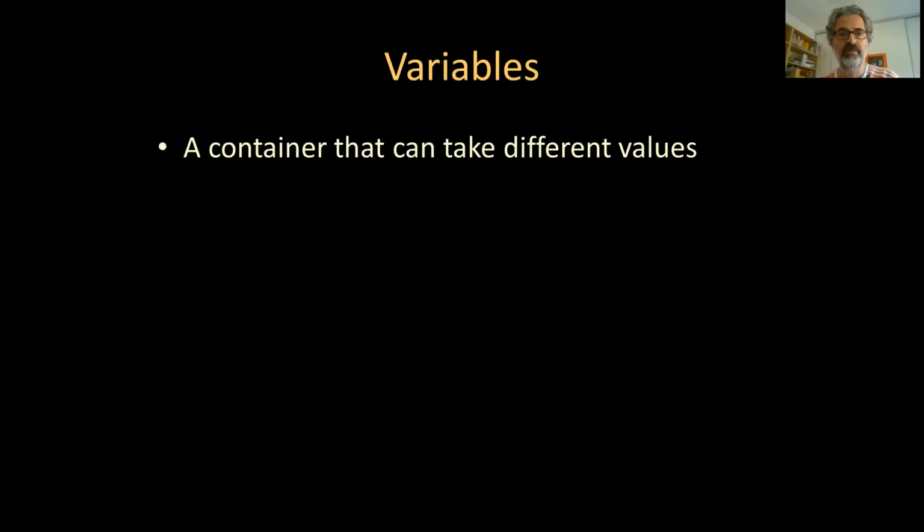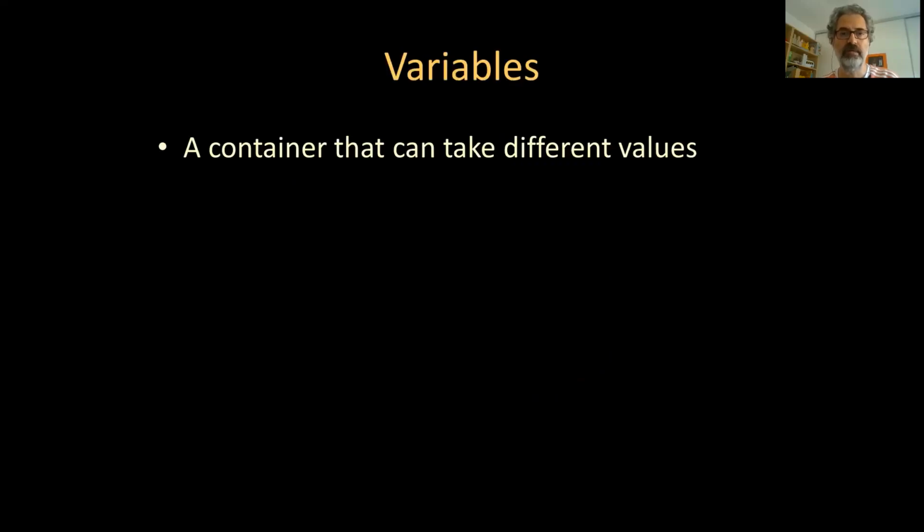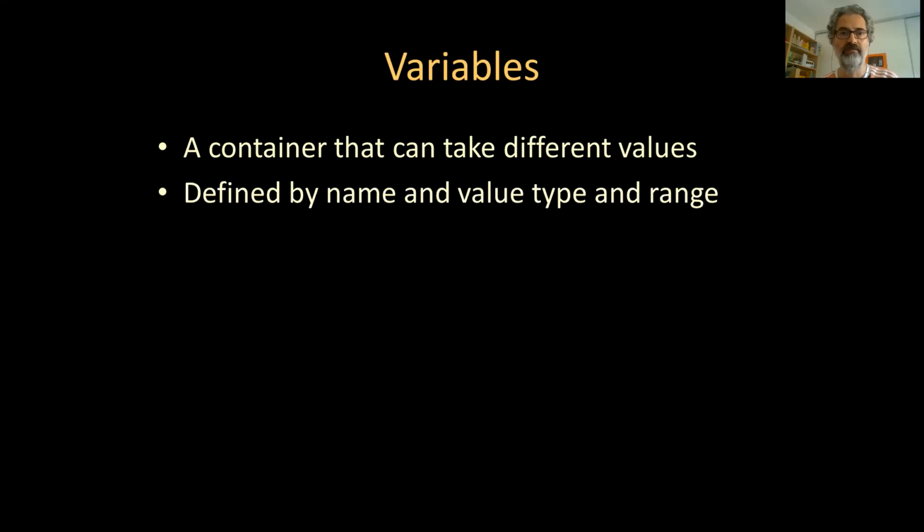So, what are variables? Well, variables can be thought of as containers that can take different values. In other words, you can start by thinking of a variable as being a box, and you can put some things in it, but not everything. So that's the important thing. A variable is a box that can admit only certain kinds of things. What you can put in are the values of the variable. So it can take different values, and the variable itself is defined by having a name, and then also the types and ranges of the values that can be associated with it.